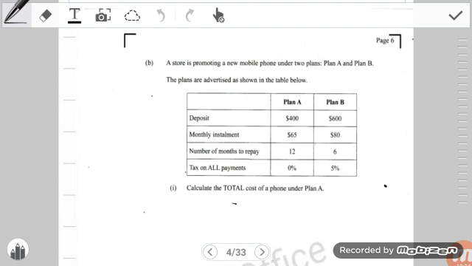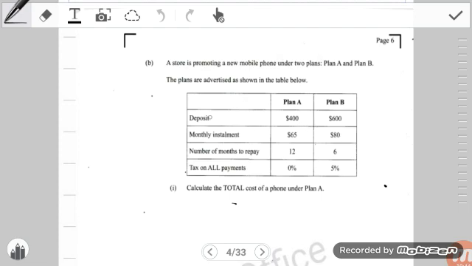Now, a store is promoting a new mobile phone under two plans, Plan A and Plan B. The plans are advertised as shown in the table below. So I see clearly two plans, Plan A and Plan B, and there are some prices, but the prices are associated with some stuff here.